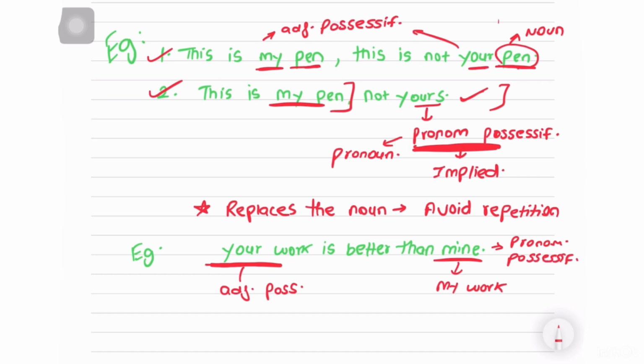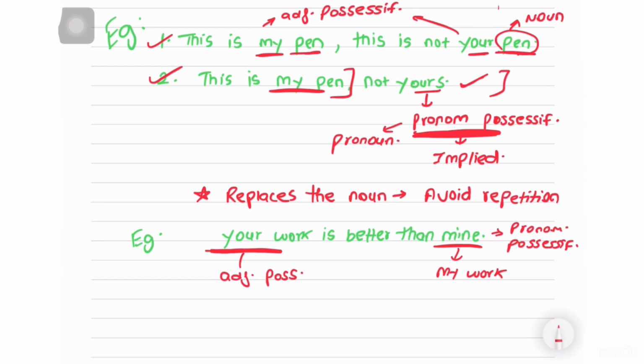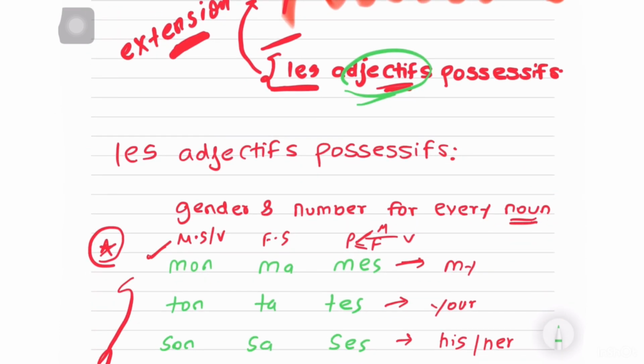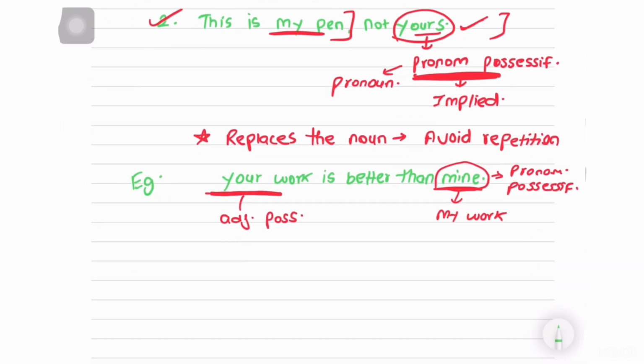Now I hope the difference is clear to you, and we can finally understand how we write words like mine or yours or theirs in French. We're already aware that everything in French has a gender and number. So when you're replacing the noun, for example, the pen or work, you need to know that work in French has a gender, pen in French has a gender.